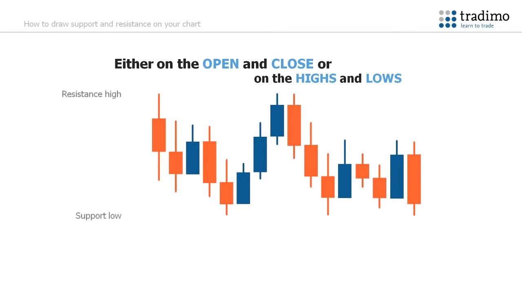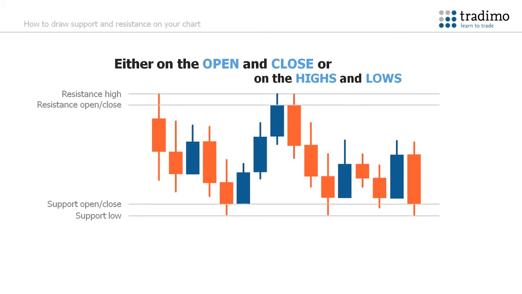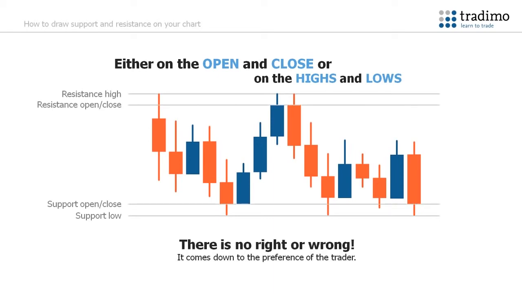Support and resistance levels can be placed at the high and low of the candles, or at the open and close. There is no right or wrong. It all comes down to what works best for you.